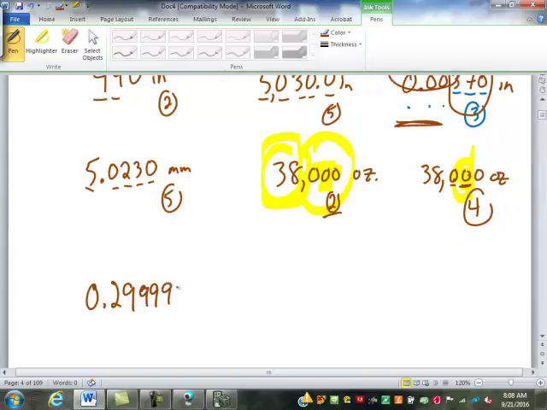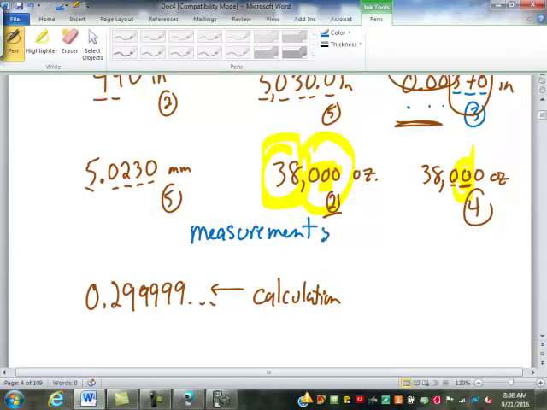Like this? Yeah. Okay. Here's the thing. Would you ever take a measuring device and hold it up there and get 0.299999? No. This, as it repeats, would be part of a calculation. All these up here are measurements, so the significant digits have to be implied within the notation of the measurement.